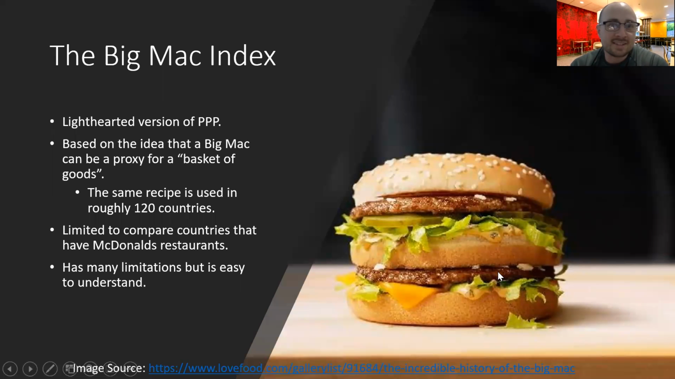So the Big Mac Index itself is a lighthearted version of purchasing power parity theory. It's based on the idea that the Big Mac can be a substitute for, or a proxy for, that basket of goods, because it's roughly the same recipe in roughly 120 countries. Obviously, it's limited to compare countries that have McDonald's restaurants. It has many limitations that I can't go into, but it's easy to understand.